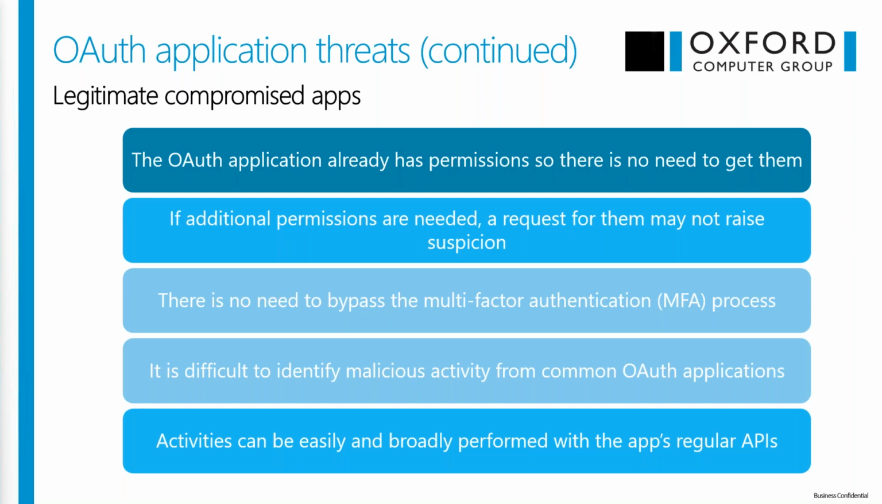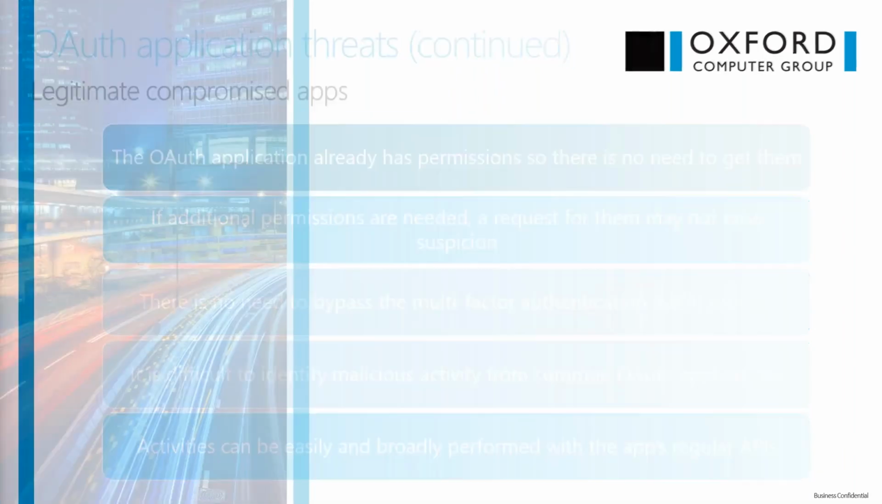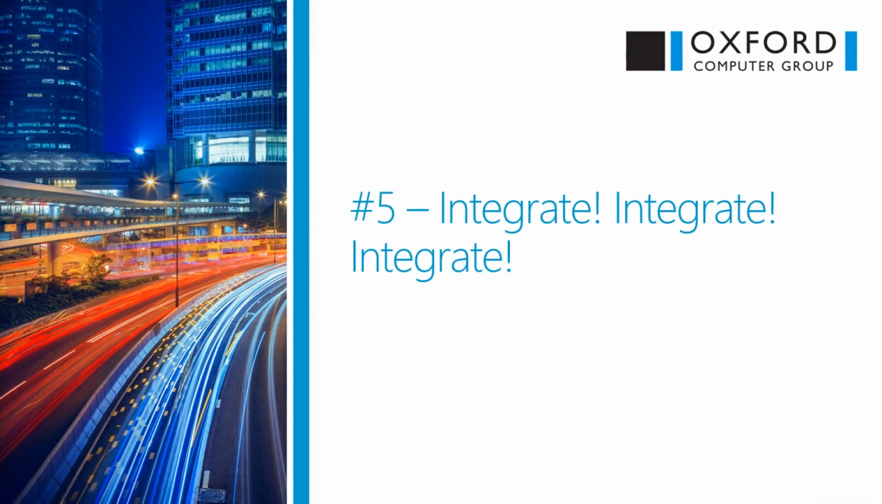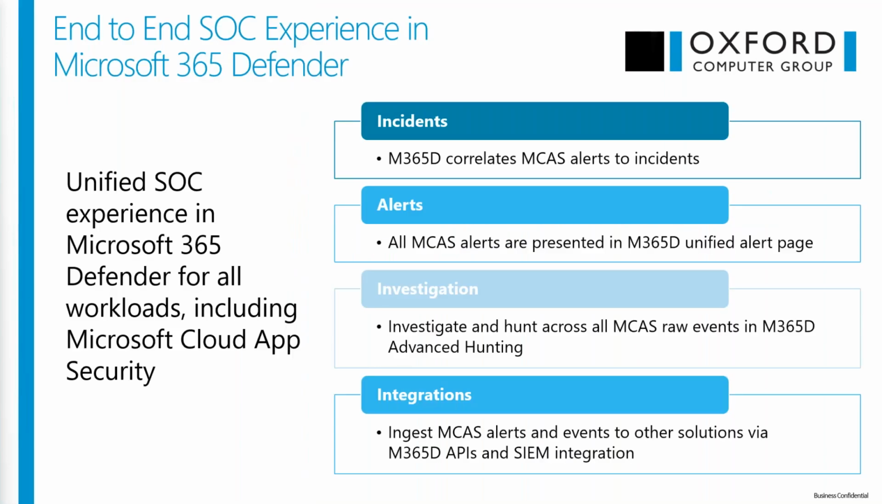And of course, those activities can easily and broadly be performed with the app's regular APIs. So we'll take a look at some of the things that we can do. And the first one, number 5 on the list, is to integrate. What's meant by that is turning on all the areas within the Microsoft 365 Defender suite of products where you can integrate with Cloud App Security.